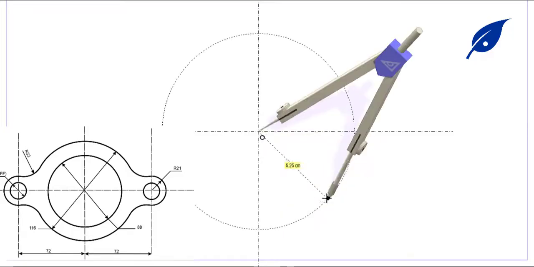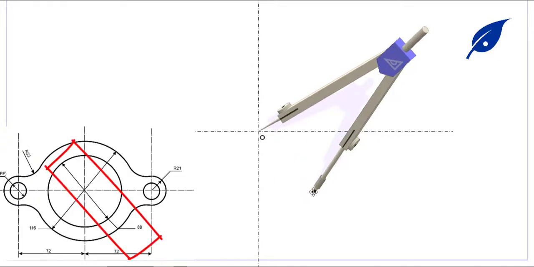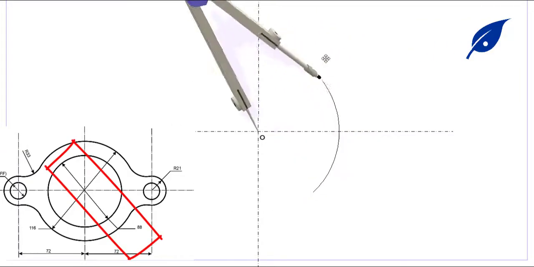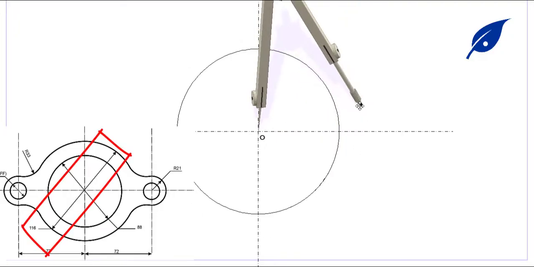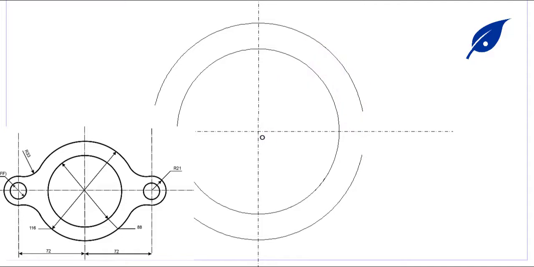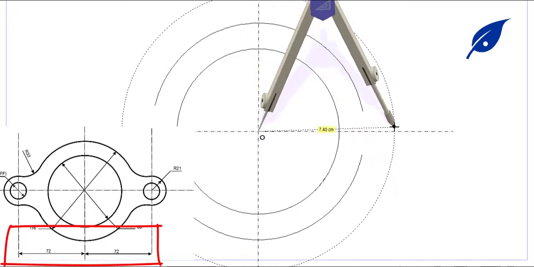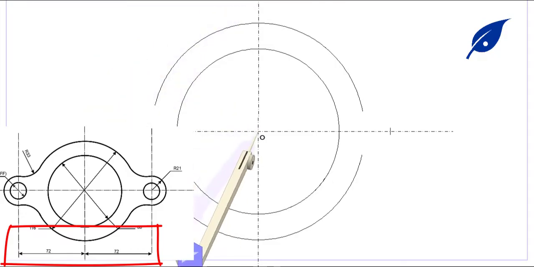Then from the center we'll draw the circle whose radius is 44 millimeters. After doing that, we'll draw the second circle whose radius is 58 millimeters. Then from the center O we will measure the distance 72 millimeters, as required in the diagram, to get the point A and the point B.